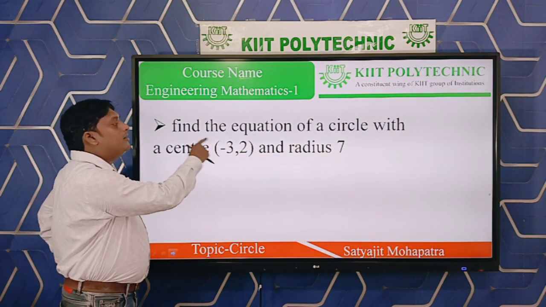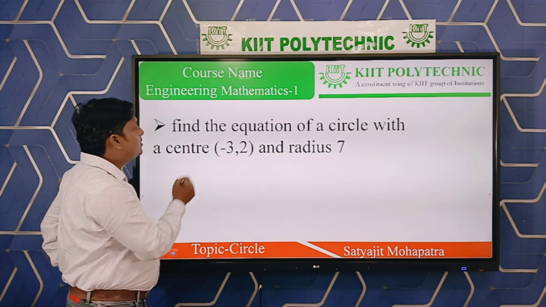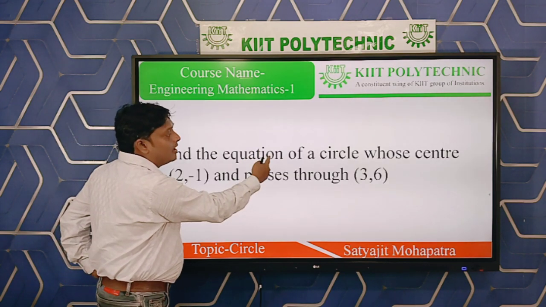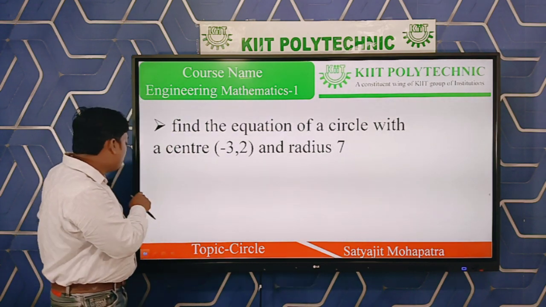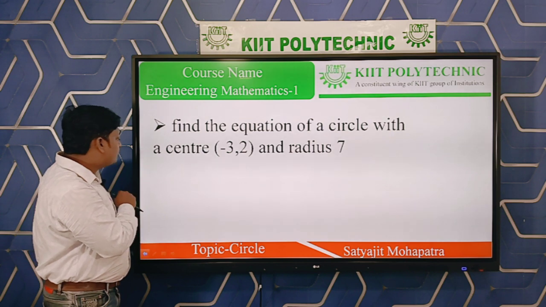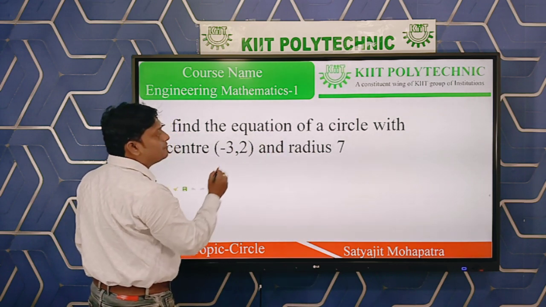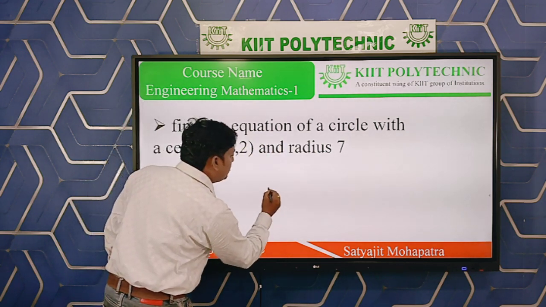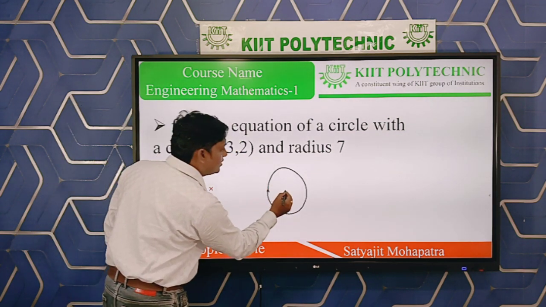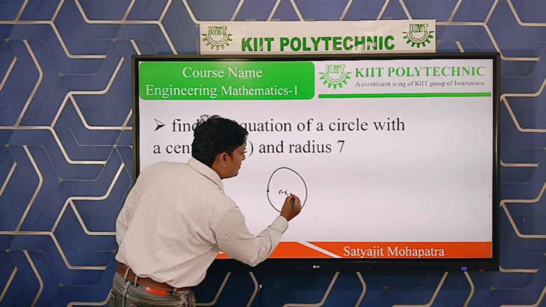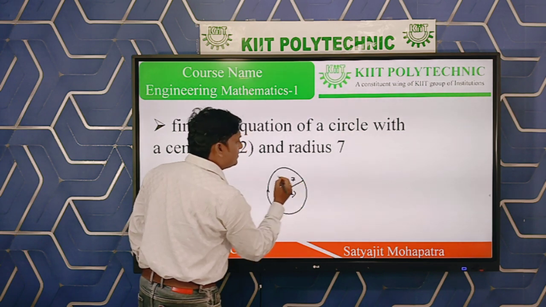Try to get this question, then you can get everything related to this. Find the equation of a circle whose center is (minus 3, 2) and radius is 7. What to do? Suppose we are going to find the equation of the circle. You have to draw like this. This is the circle. Center is given, minus 3, 2. So this point is the center. And radius is given 7, so suppose this radius is 7.